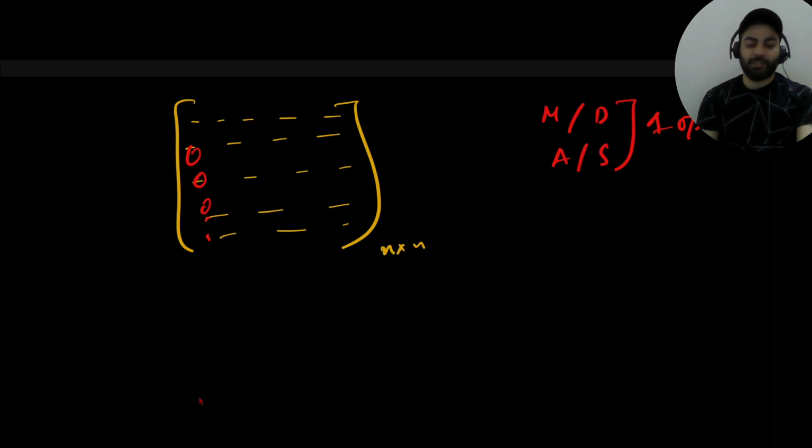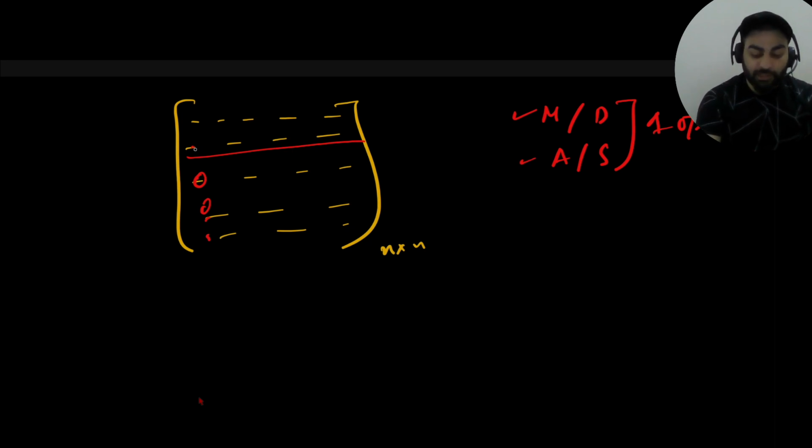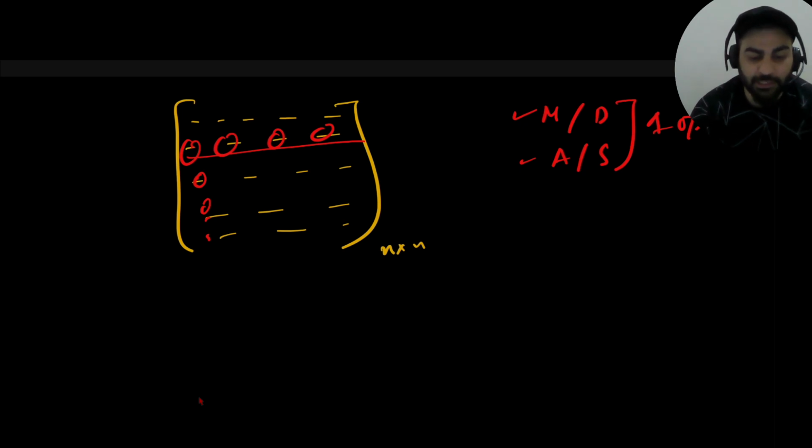So how many operations are there now? In the first case, how many operations are there? If you see this, you're making this entry 0, and then for this first row, all the things get multiplied, divided, and then subtracted, all the elements, if you see it. So there are n elements.